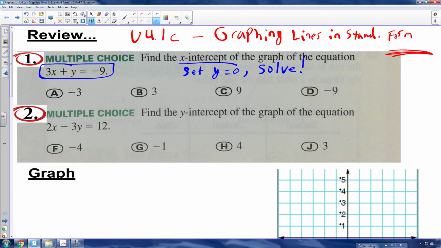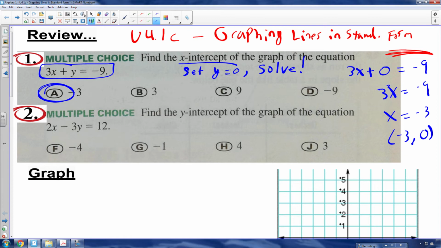So let's take this equation, and let's replace y with 0 in this equation. So what's this equation going to be if I replace y with 0? The same exact equation, just replace y with 0. So I'm going to go over here and do some work. I'm going to have 3x plus y, but y is being replaced with 0, is equal to negative 9. So isn't that just straight up 3x is equal to negative 9? Right? And when I divide both sides, I'm going to have x is equal to negative 3. So the x-intercept of this is negative 3 comma 0. And in this multiple choice question, do we want to answer A, B, C, or D? A. Thank you for the overwhelming response. So A is our answer for this problem.